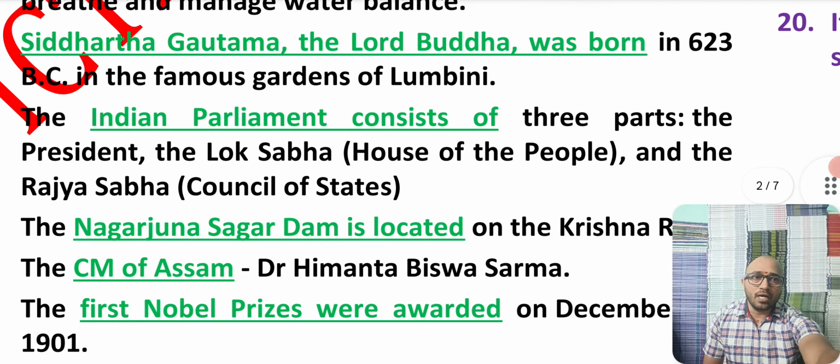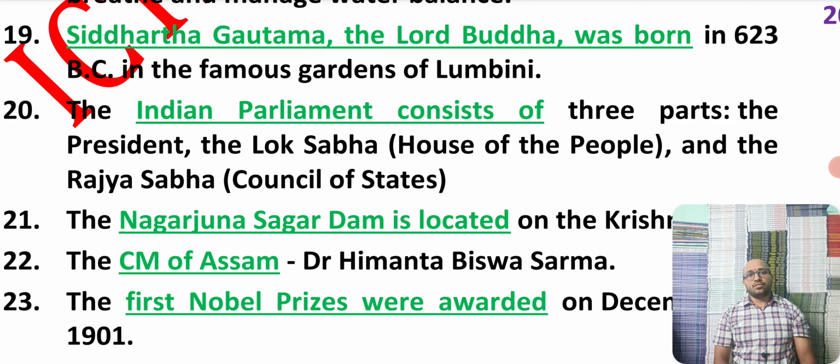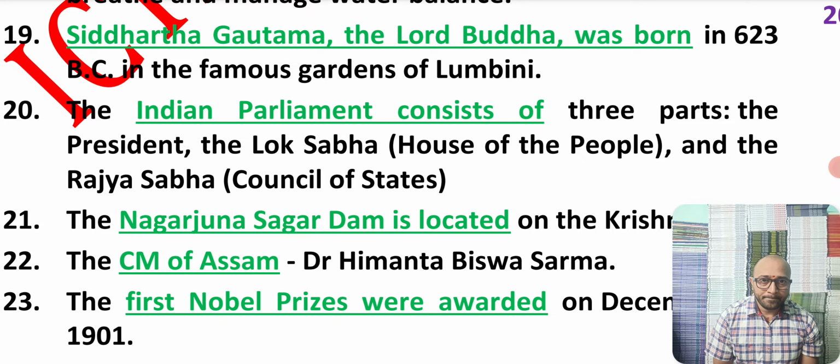Now we have Siddhartha Gautama, who is also known as Lord Buddha, the Enlightened One. He was born in 623 BC in the garden named Lumbini Garden. You should know about this. It is located in Gaya.